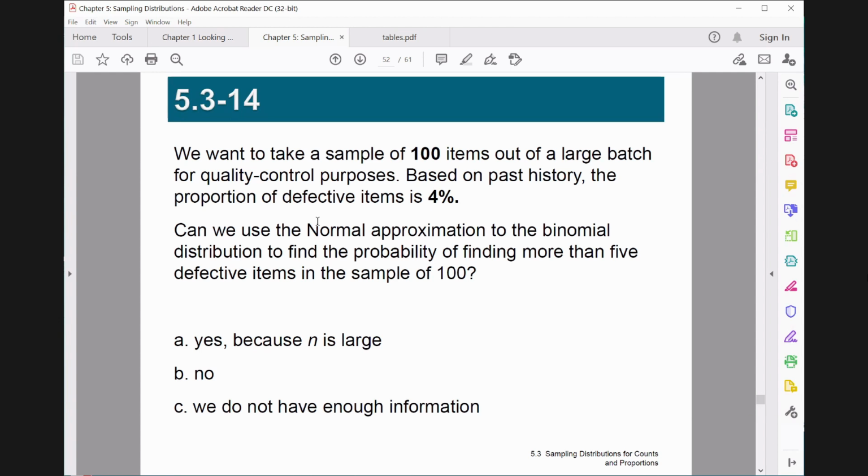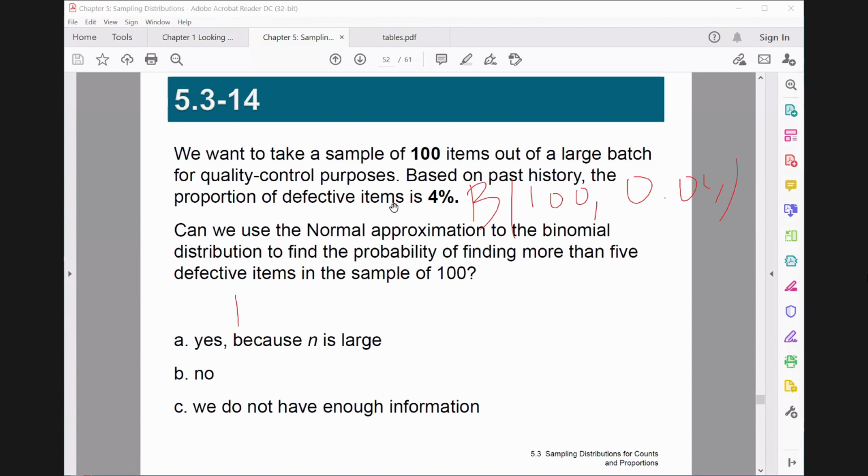Once we have a binomial distribution, which is the case here because he said the proportion of defective items is 4% and we have to do this action 100 times. Then it's a binomial, when n equal 100 and p is equal 0.04. Then the question, is it possible to approximate it by a normal distribution? What is the answer?